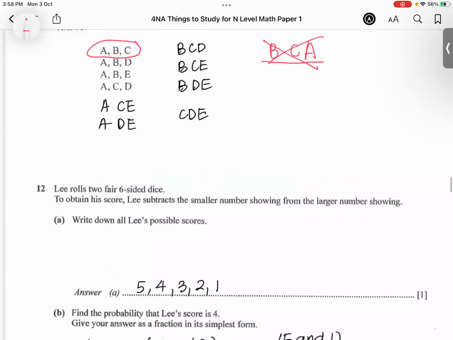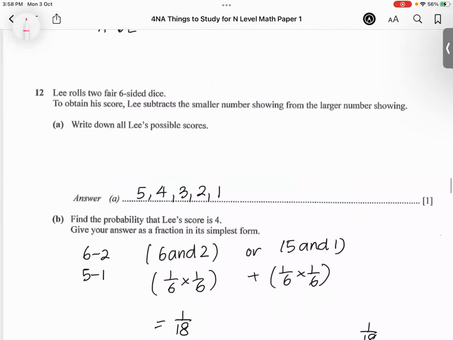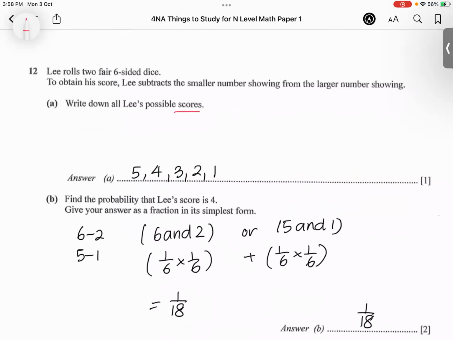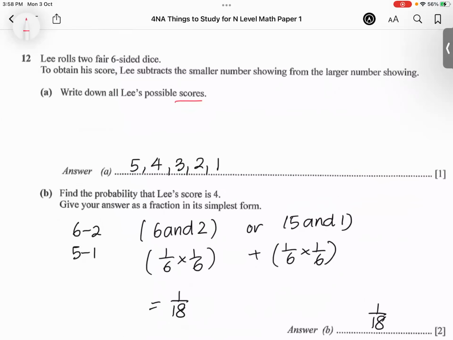Next one, this one is a case where you have the possible score. They want a big subtract small. So the bigger number minus the smaller number. So the largest number is 6 minus the smallest number is 1. Then cannot have 0 anyway. So cannot be 6. Can I have 0? No, because 6 and 6 is the same number. So definitely they are talking about the one larger, one smaller. So it's 5, 4, 3, 2, 1.